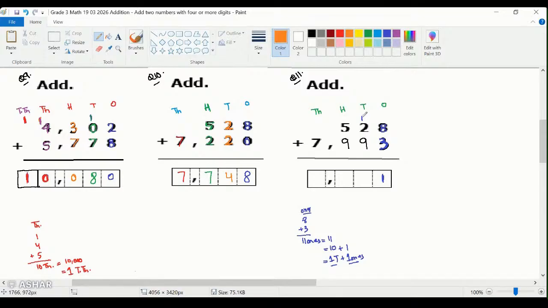When we look at the tens, 1 plus 2 is 3, and 3 plus 9 would be 12. If we add 1 plus 2 plus 9 for the tens, we know that it becomes 12. And 12 tens would be equal to 120, which can be written as 100 plus 20. We have 1 hundreds and 2 tens.